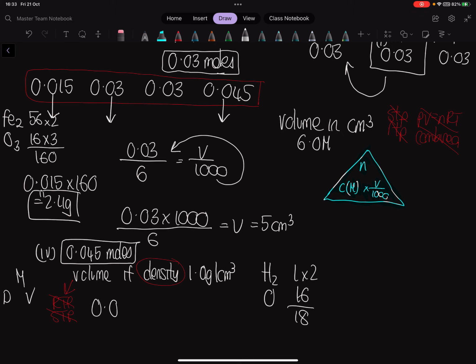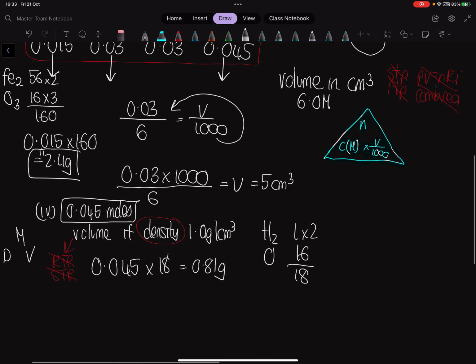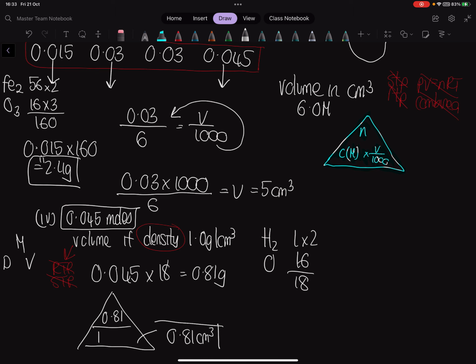So moles multiplied by molar mass, 0.045 by 18, will give me a mass. When I do that, it's going to give me 0.81 grams. Now I'm going to plug into my density triangle. We have a mass of 0.81 and a density of 1. When I do that out, it's going to give me a volume of 0.81 centimeters cubed. Final answer.